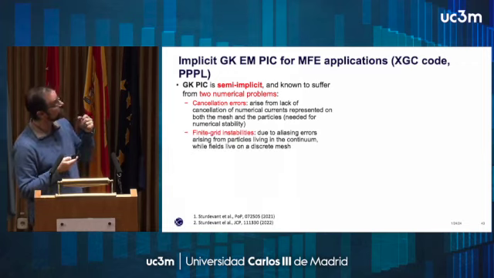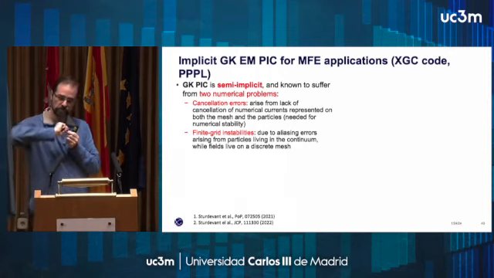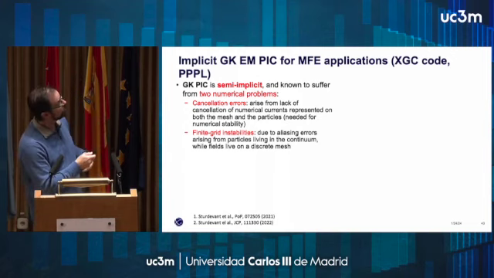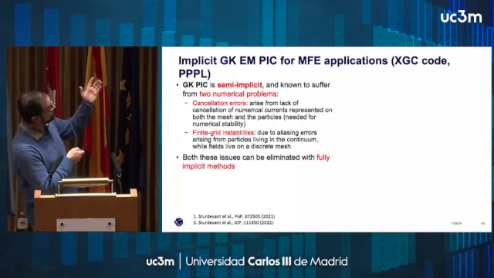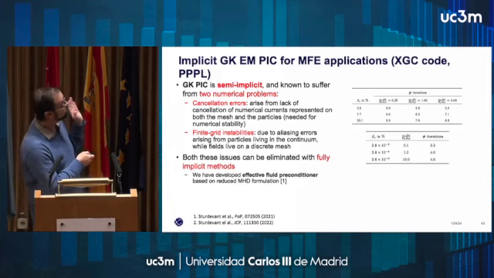The other one is finite grid instabilities, which are aliasing errors that come from the fact that particles are living in a continuum, whereas the fields live on a mesh, okay? These were thought not to exist in gyrokinetics. It turns out they do. And we showed that by analysis. Both of these can actually be significantly improved or removed completely with fully implicit methods.